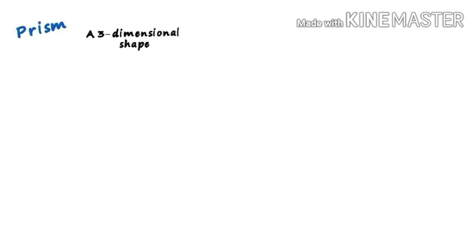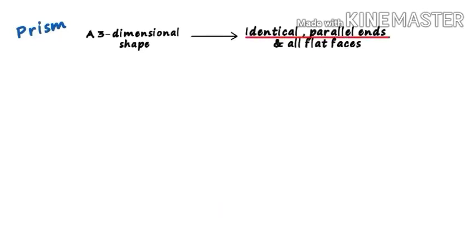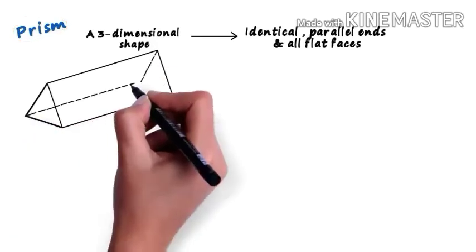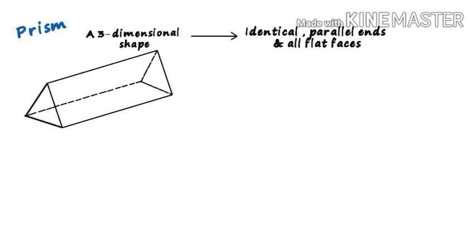It's a three-dimensional shape that has identical parallel ends and all flat faces. Well, it's the most confusing definition ever. Identical, parallel, flat, there are just too many things. So forget the definition for now. Let's just look at figures and understand prisms. Look at this three-dimensional figure. The most important thing in the topic of three-dimensional shapes is visualizing the shapes.